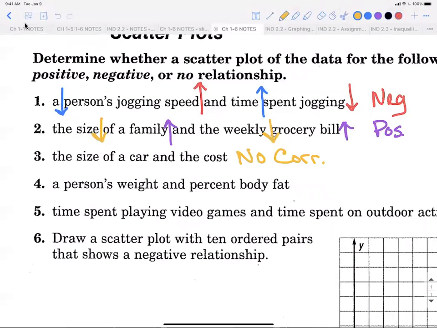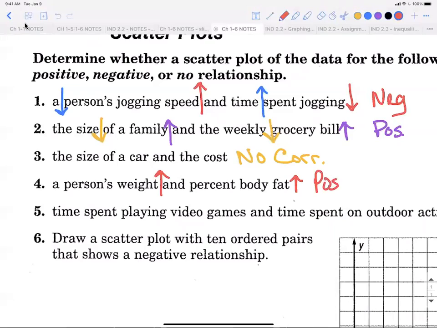Good. All right, so now we've got a person's weight and their percentage of body fat. So you can think of it as up or down. It doesn't matter. If you think of a person's weight going up, what's more likely happening with their body fat? Yeah, it's going up. And same, right? If their weight's going down, their body fat's probably going down. So what would that be?